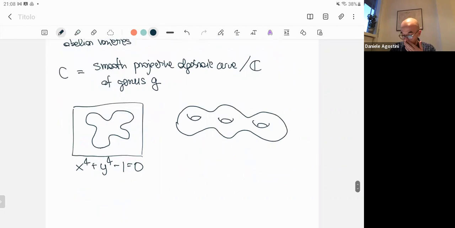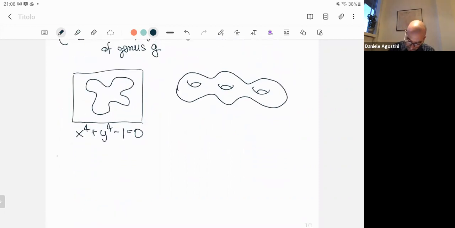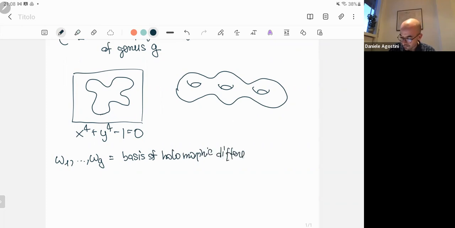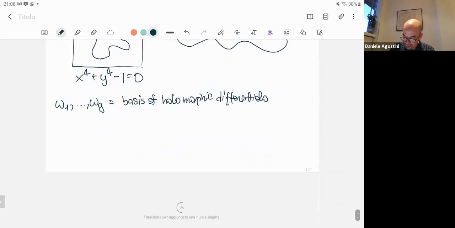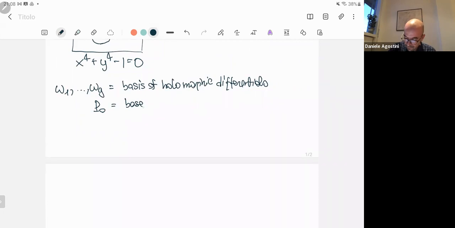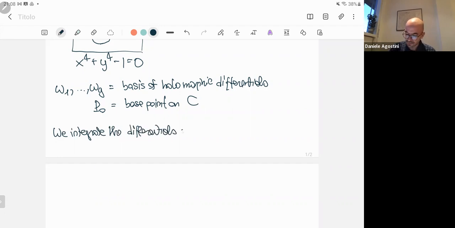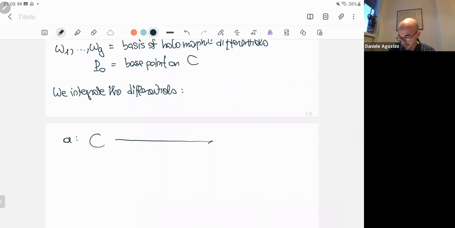Something that we know is that the topological genus is equal to the geometric genus. So we can find a basis omega_1 up to omega_g of holomorphic differentials. But what's the purpose of differentials? The purpose of differentials is to be integrated. What you do here is take a base point P0 on C, and we integrate the differentials. So we have a map: take a point P on the curve, and then integrate the various differentials on a path that goes from P0 to P.